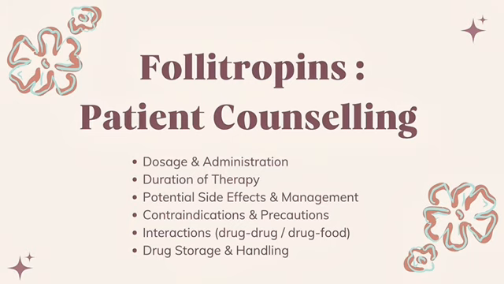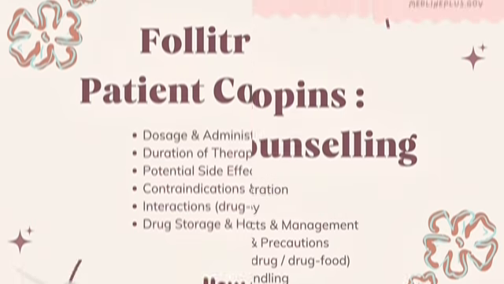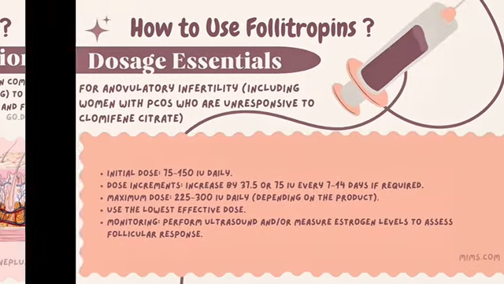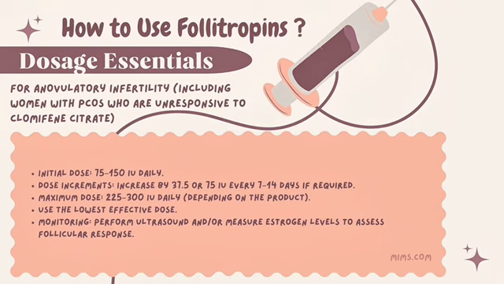Now we are moving to Follitropin's patient counseling. Follitropins are fertility medicines. In women, they help eggs grow, while in men, they support sperm production. Knowing how to use them safely is important. They are given subcutaneously under the skin, usually in the belly, thigh, or upper arm. Always clean the skin, inject straight in, and dispose of needles safely.